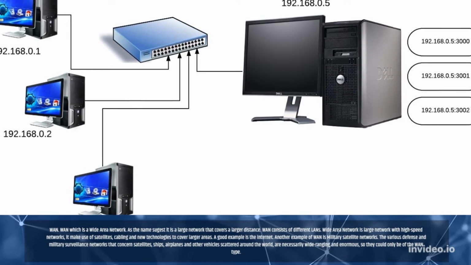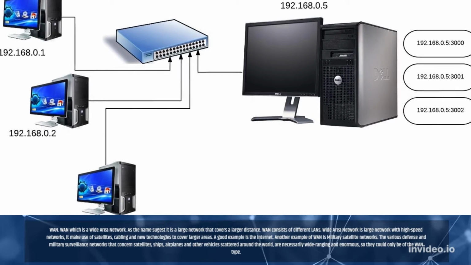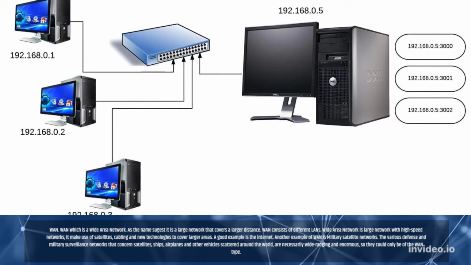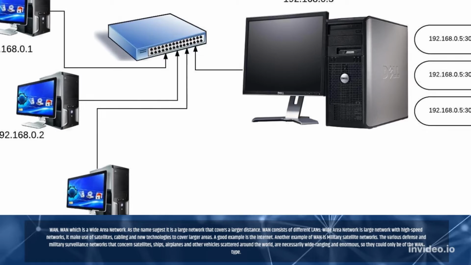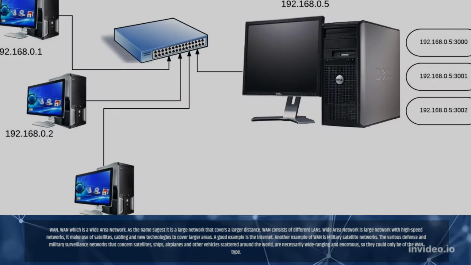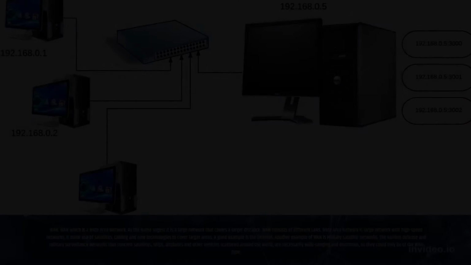Another example of WAN is military satellite networks. The various defense and military surveillance networks that concern satellites, ships, airplanes and other vehicles scattered around the world are necessarily wide-ranging and enormous, so they could only be of the WAN type.